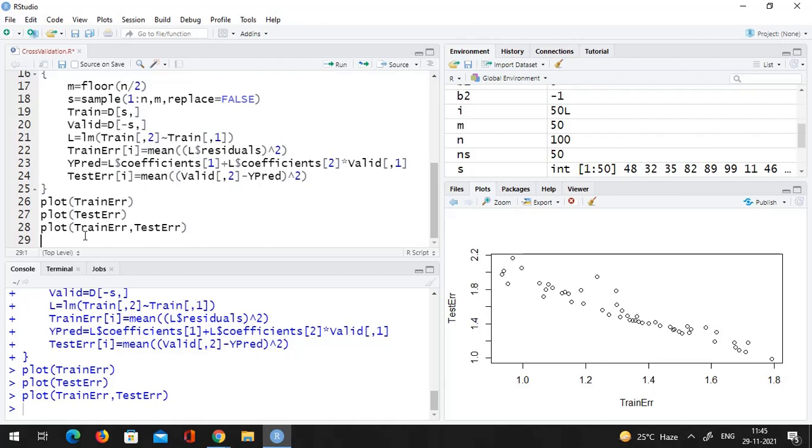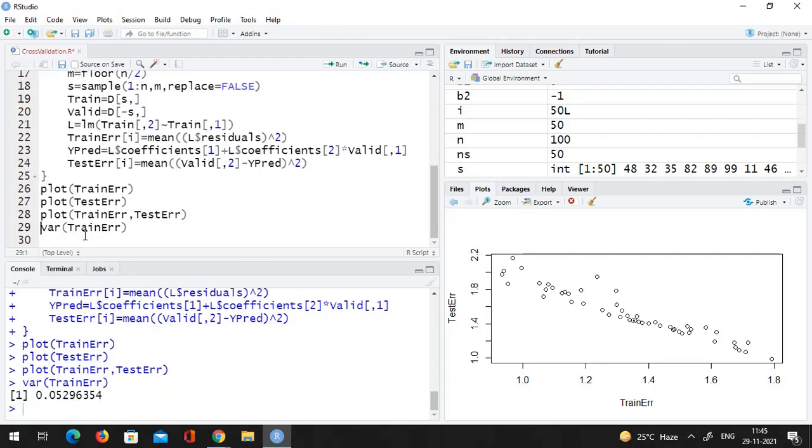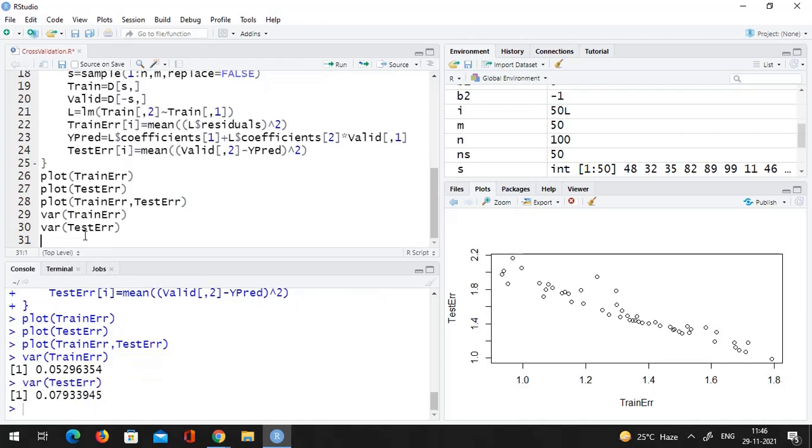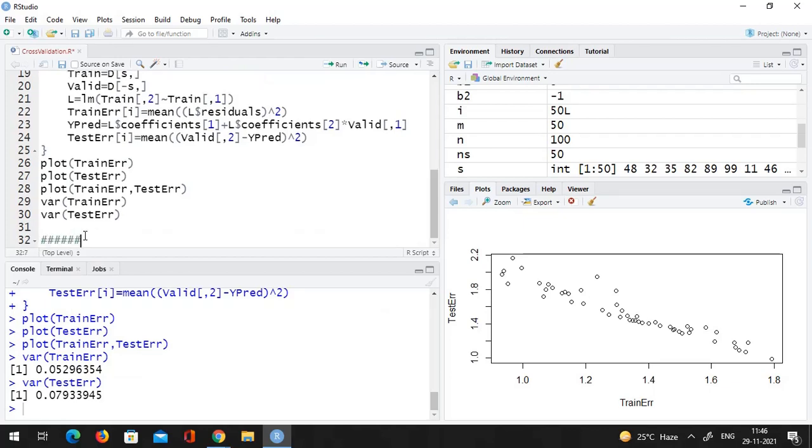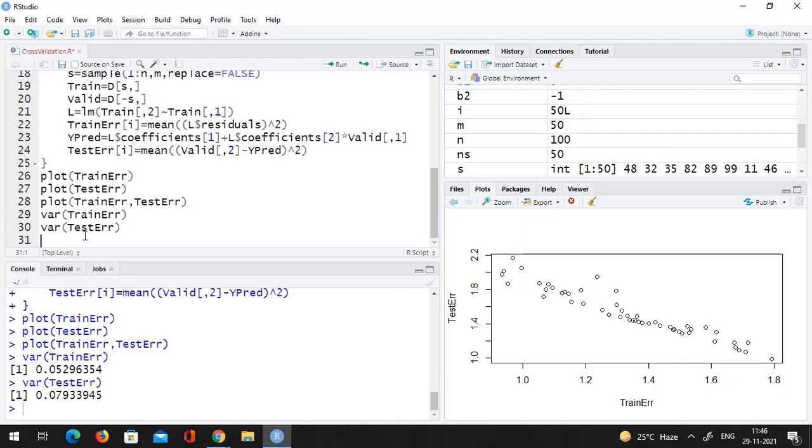Now we will compute the variance of both. The variance of train error is this much. Similarly, let me compute the variance of test error. Okay, it is 0.07. So this is for which approach? Validation set approach.